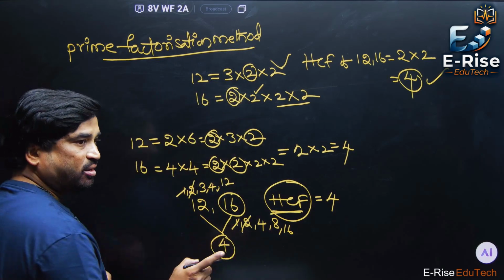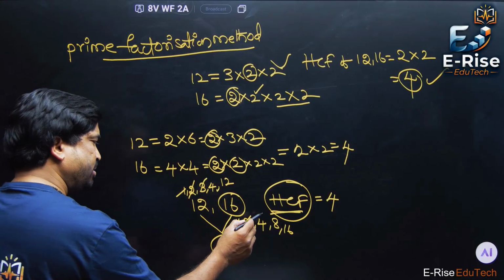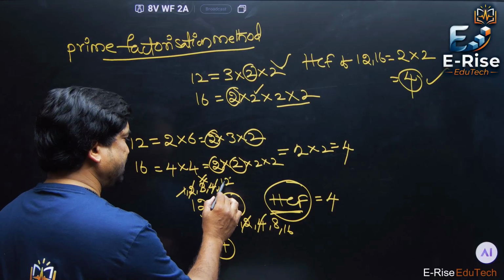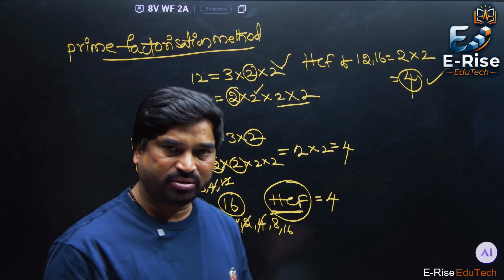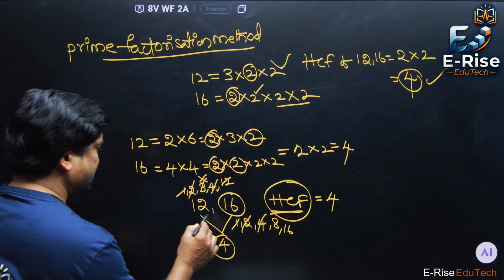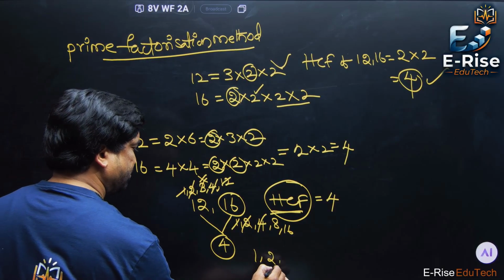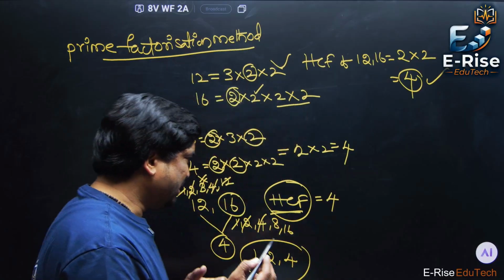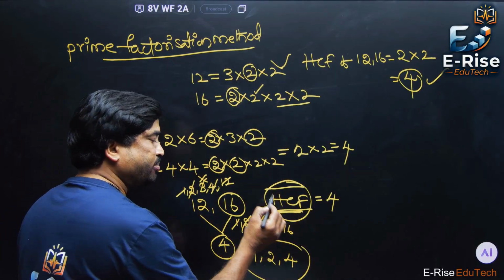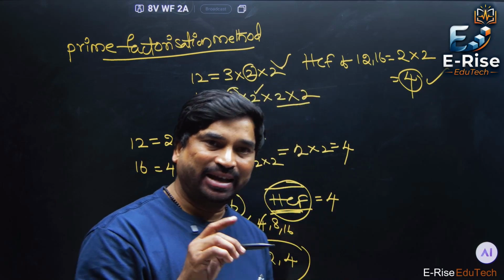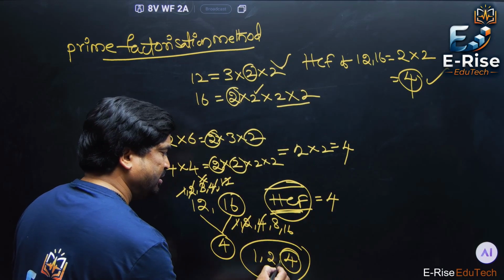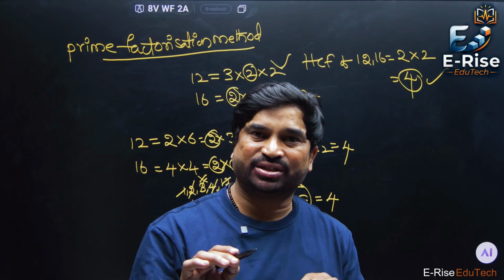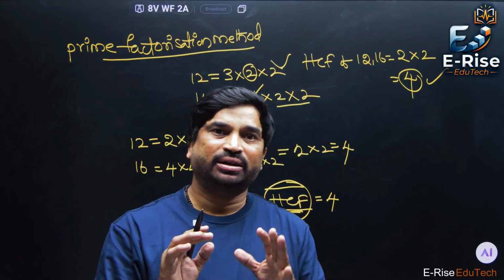So 2, 2 are common but not the highest. Is 3 common? No, so don't consider 3. 4 is there, 4 is there. 12 is not there, 8 is not there, 16 is not common. So the common factors are 1, 2, 4. Among these 3, 4 is the highest. Our topic is highest common factor, HCF, so the HCF is 4 only. Otherwise it's not the HCF of 12 and 16. That's the entire idea of HCF.